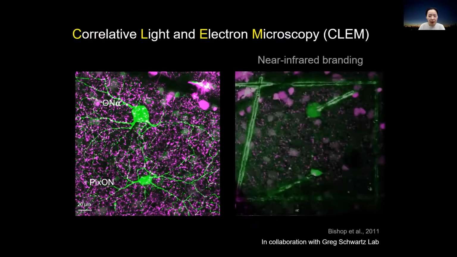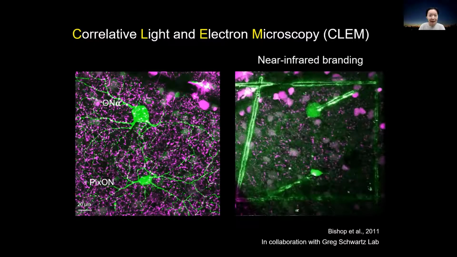In order to relocate diffused cells in the EM volume, fiducial marks were burned into the tissue using a near-infrared branding technique, essentially by line scanning at high power using a 2-photon laser. The retina was then processed for serial block face SEM.